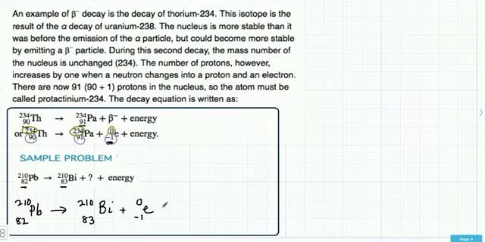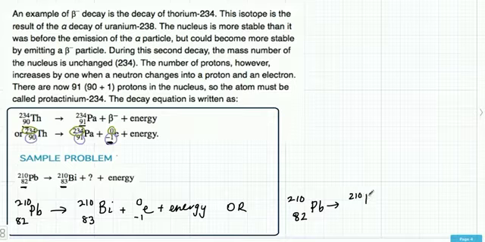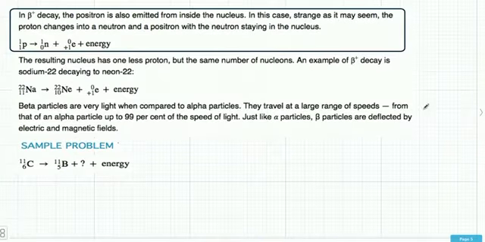And if you like, you could even write this without using the electron. So you could write this, or, and I'll just do the other version out here, 210, 82, lead goes to 210, bismuth, 83, plus a beta minus particle, plus energy. So that's beta minus decay. Now you've probably figured out already what beta plus decay is. It is very similar, but instead of us shooting out an electron, we shoot out this thing called a positron.